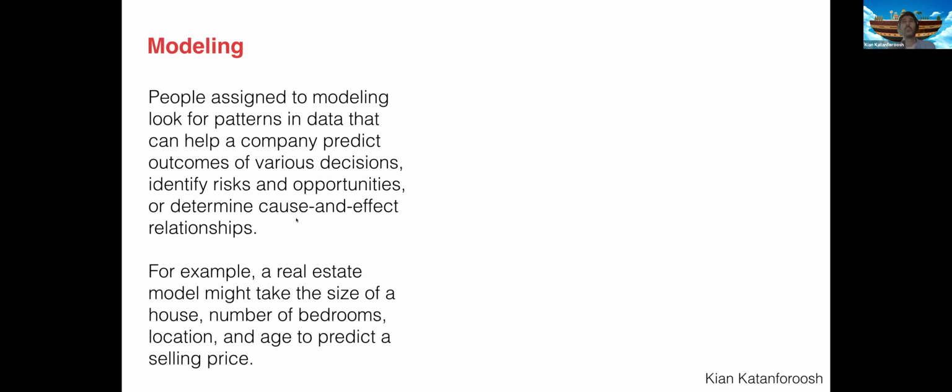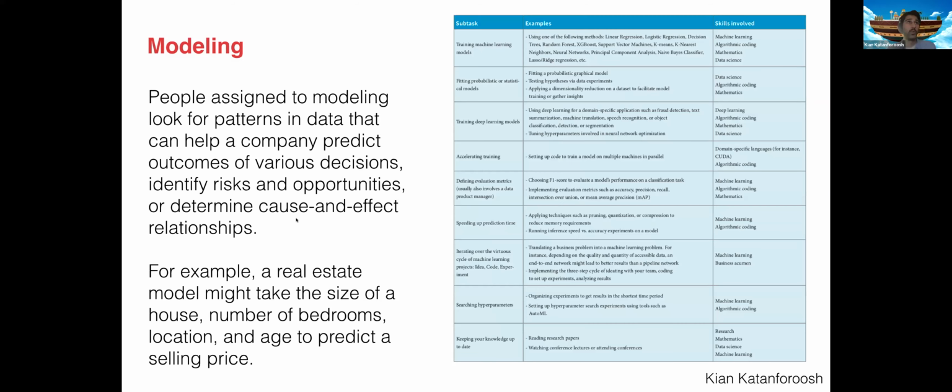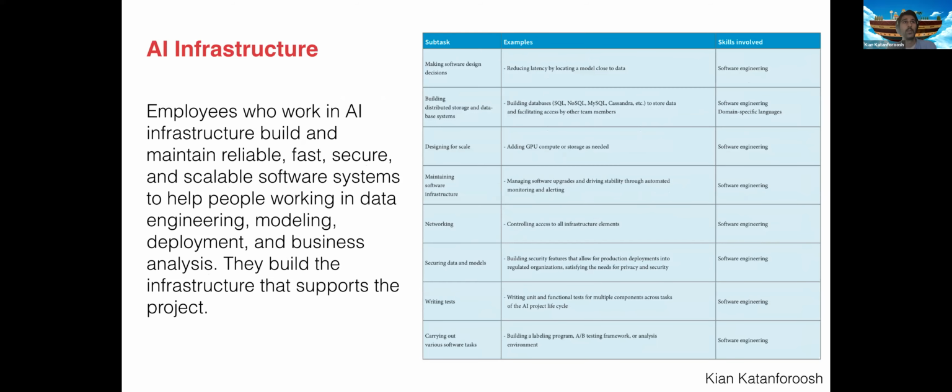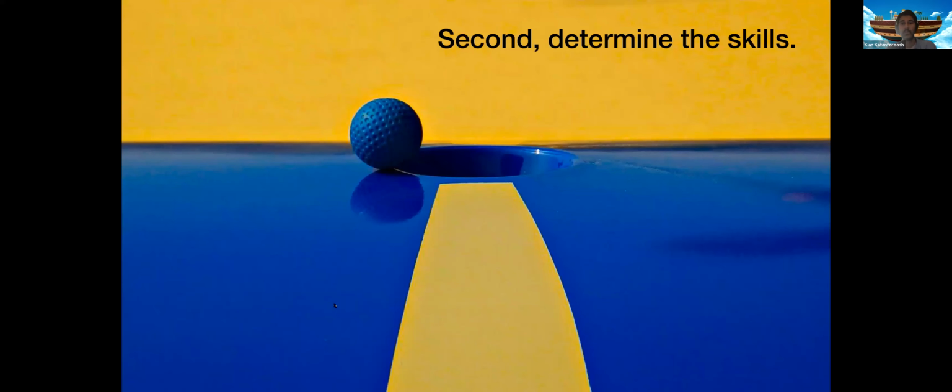And then we did the same thing for each of the other tasks of the AI project development lifecycle, coming up with all the tasks that are involved in modeling, but also involved in deployment, in business analysis, and finally in AI infrastructure. And we always tried to map it to the skills, because our next step is to determine the skills that are needed to achieve those tasks.